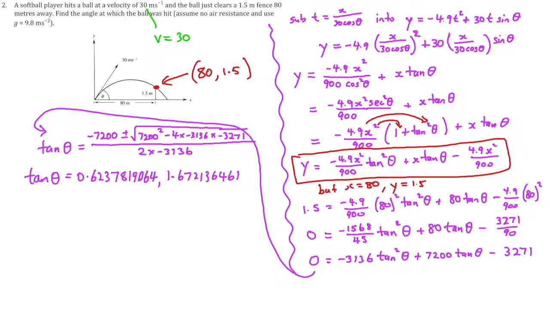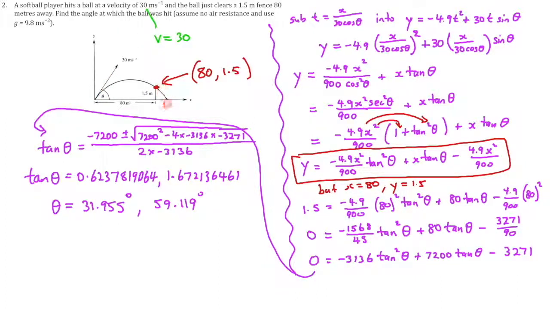Now I don't want to know what tan theta equals, I want to know what theta equals. So let's take the inverse tan of both of these. The inverse tan of 0.62378190064 is 31.955 degrees. Make sure you're in degrees mode, not radian mode. The inverse tan of 1.672136461 is equal to 59.119 degrees.